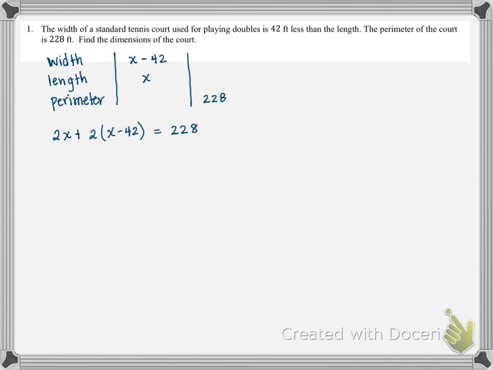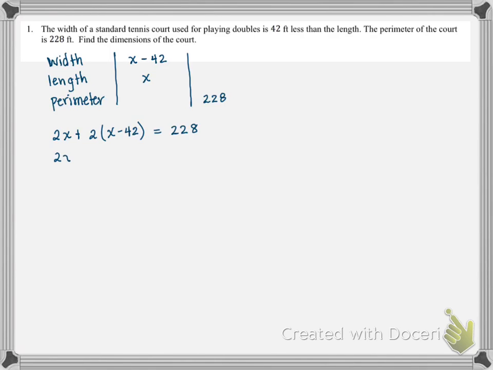And then those 2's are there because there's 2 lengths and 2 widths. You could also just add the 4 sides. Like you could have written x minus 42 plus x minus 42 plus x. This is a little bit easier to write, but either way is fine. And then we'll solve. Good?